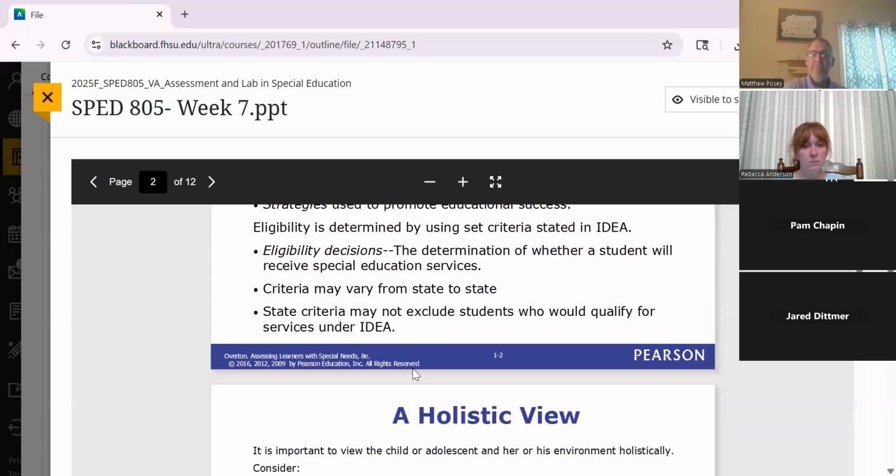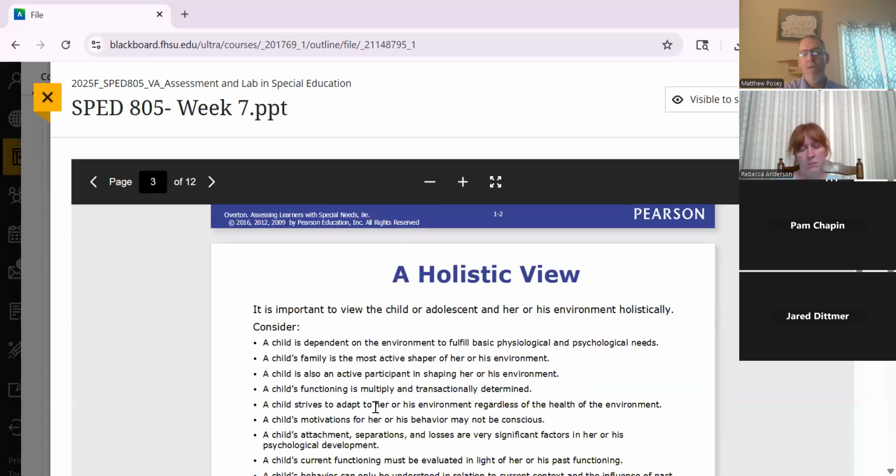Also, state criteria may not exclude students who would qualify for services under ADA. So it's not that they're going in and coming up with some guidelines that's going to prevent a student from getting in. It's just trying to prevent students from being misidentified is what it's trying to do. And so getting away from that discrepancy model takes a lot of that out of the equation.